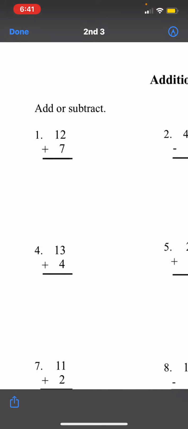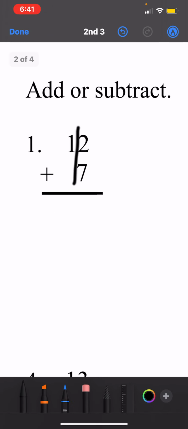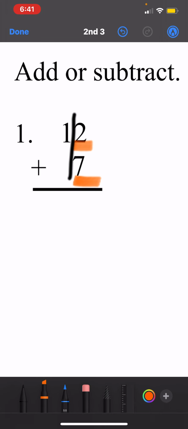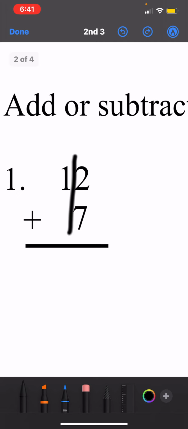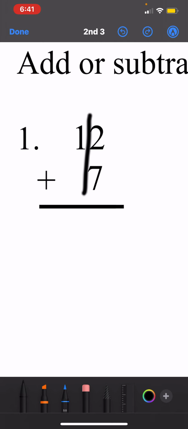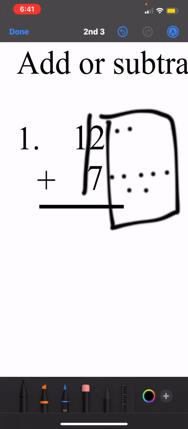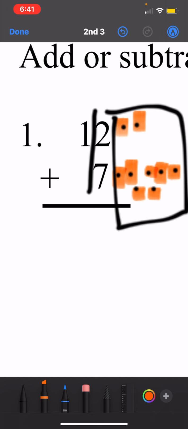So this is adding and subtracting. Let's look at number one. Number one, we have a 2 and a 7. Now, like we used the method from last week, I'm going to use the dots. So 2, I'm going to make 2 dots. 7, make 7 dots. 1, 2, 3, 4, 5, 6, 7. Make a box, and then since we're adding, we're going to combine the dots. So now we're going to count how many dots we have, and that's going to be our answer for 2 plus 7. So we have 1, 2, 3, 4, 5, 6, 7, 8, 9. 9 dots. So 2 plus 7 equals 9.